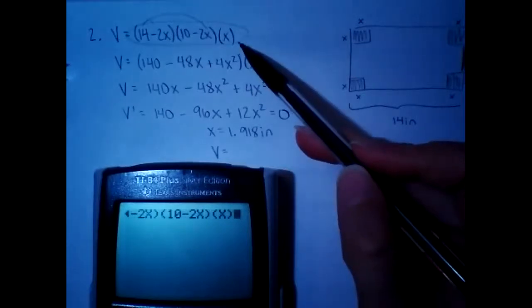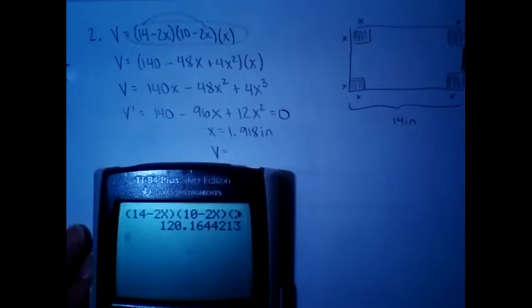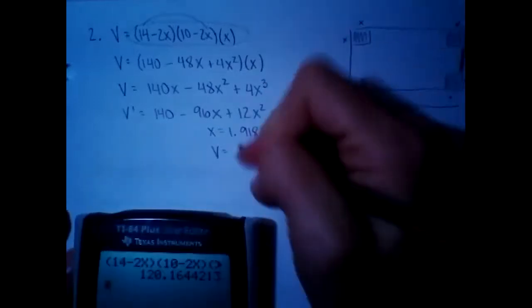So I just typed this exactly like it looks with x and everything. You can just use the variable key. And there's your answer. Make sure you do 3 decimal points. So, 120.164.